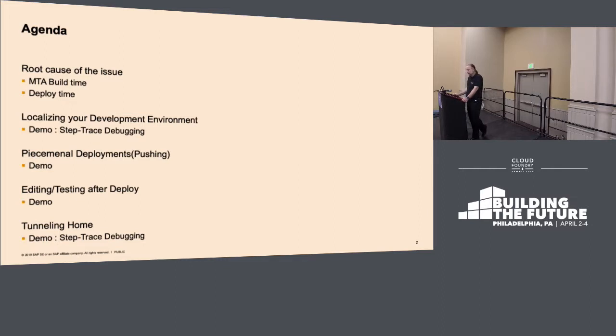So here's the agenda for the talk. Pretty much we're going to talk a little bit about what we're talking about, which is the pain of deploying and waiting and debugging things when they're not under your direct control. A little bit about what an MTA is. We'll get to that in a second. Also, why the deploy times kind of add up, and then some of the things you can do about it, which is really the rest of the presentation. So localizing, and I'll do a little demoing here.